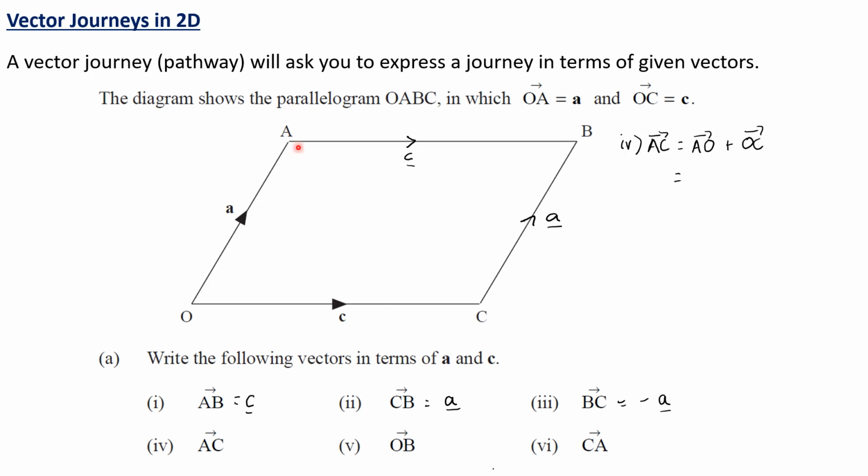If you were to do that journey, A to O, we're going in the wrong direction, so that's going to be minus A. And then we're going O to C, so that's going to be plus C. Okay, that's one possible option, or you could have gone the other way. For A to C, you could have gone from A to B and then from B to C. A to B is a vector C, B to C is a vector minus A.